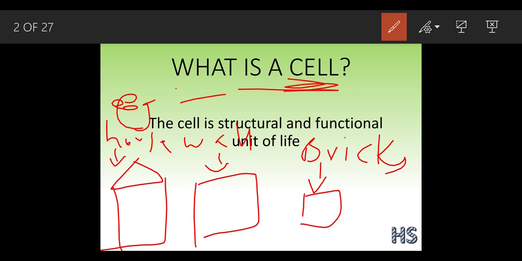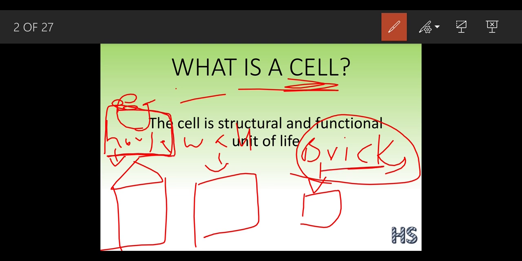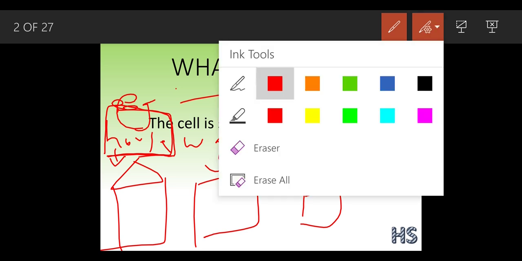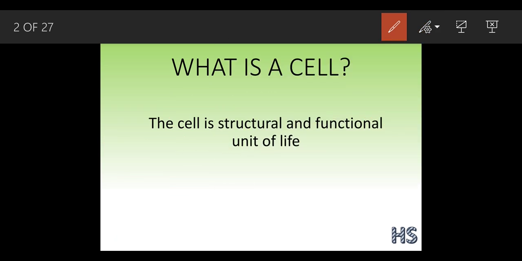So eventually, what is the fundamental unit of this house? That is the bricks. This whole big house is made up of these small bricks. Without these bricks, a house cannot exist. So, same like that, our human body is made up of these cells only.